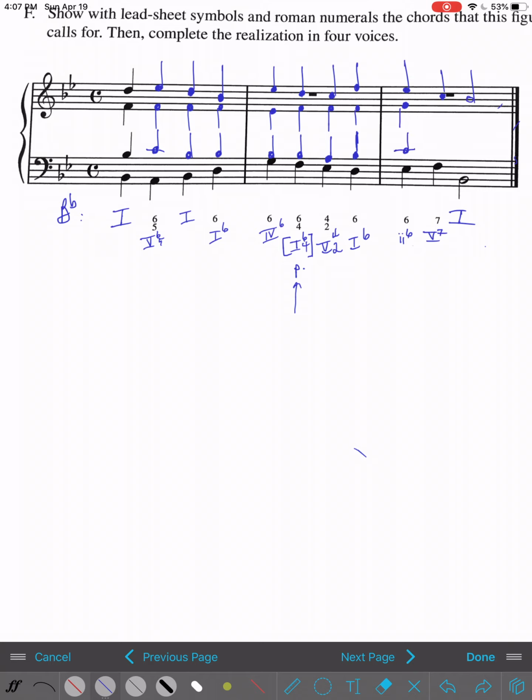Is that okay? Make sure you take a look. Ooh, there's a problem here. Take a look. Look at what happens. What is that, guys? Ooh, that's parallel fifths, so we can't do that, okay?